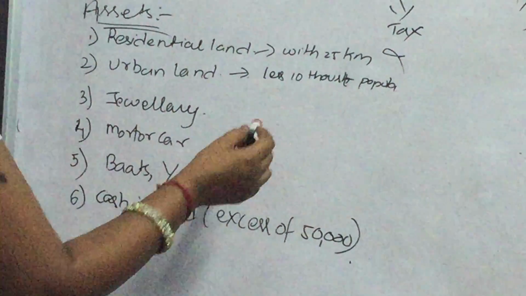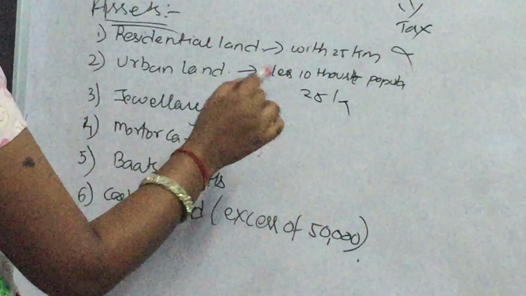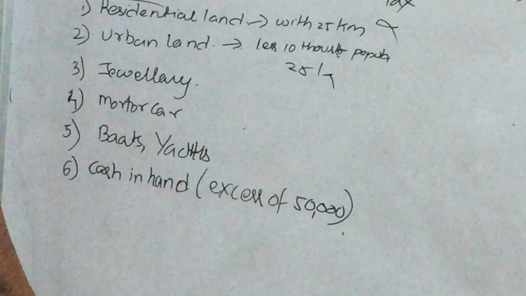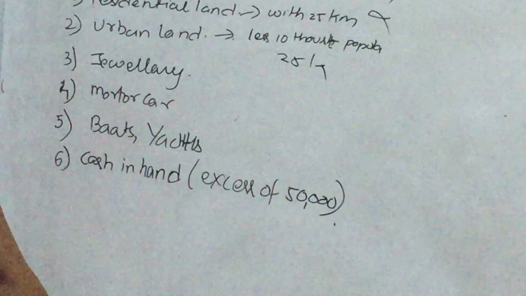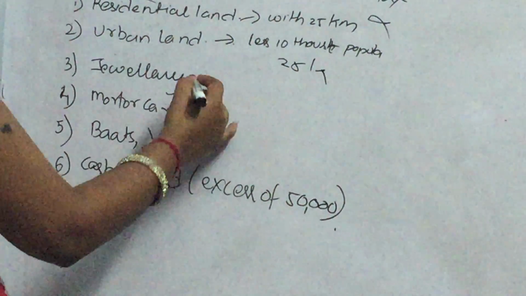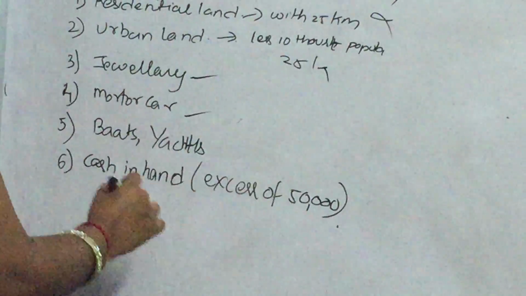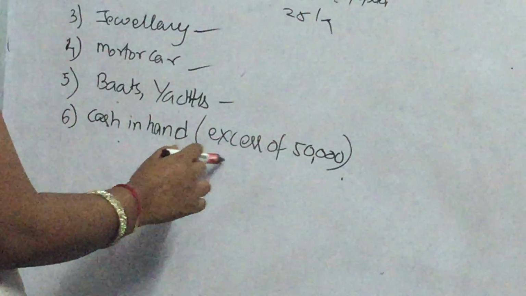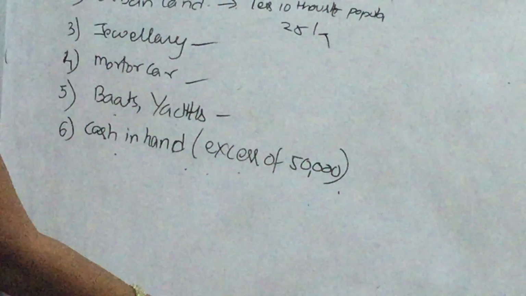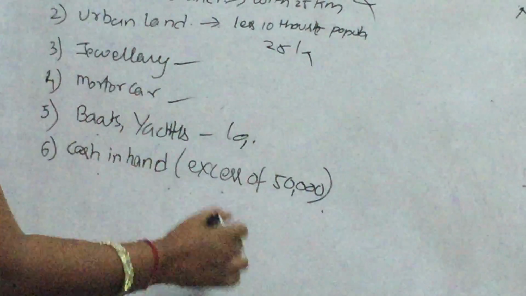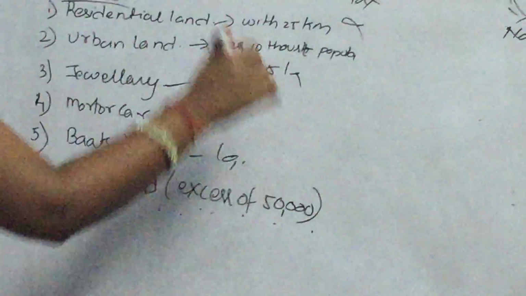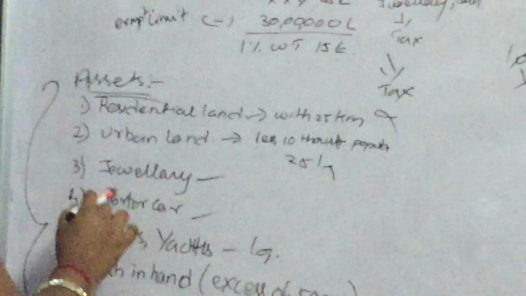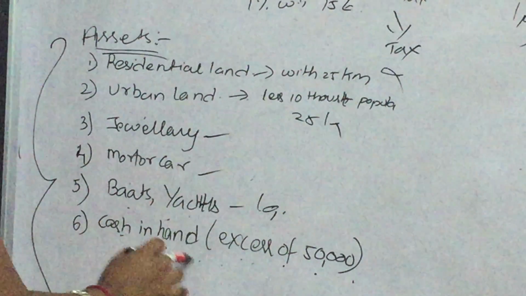Urban land: it is also within 25 kilometers, and the population is less than 10 lakhs, within 25 kilometers of the cantonment board or municipality. Next are jewelry, motor cars, boats and yachts, and cash in hand, which we should take only when it is in excess of 50,000. If it is 10,000, we should not take it. So the assets are residential land, urban land, jewelry, motor car, boats, yachts and cash in hand.